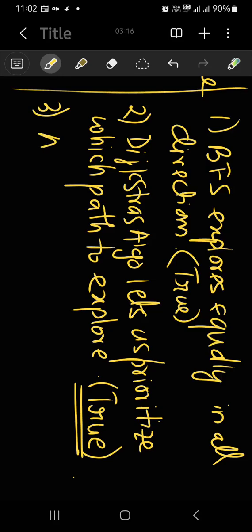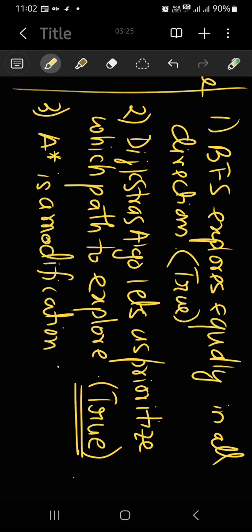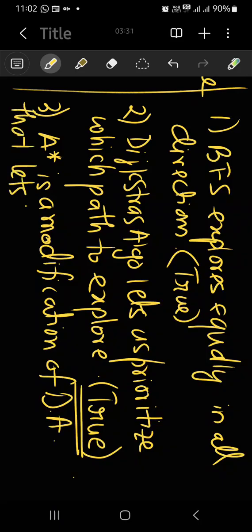Next, tell me what will it be: A star is a modification of Dijkstra's algorithm that lets us find paths to all the nodes.